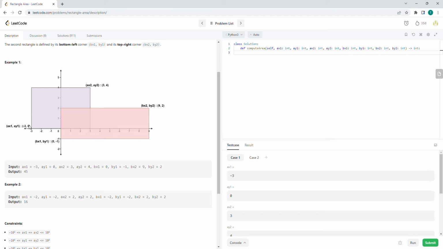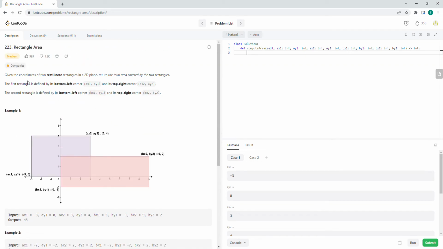Its point 2 would be ax2 and ay2, which is 3 and 4 respectively. And then you have bx1 and by1, which is 0, -1, which is this corner here. And then we have bx2 and by2, which is 9, 2, which is this corner here. Therefore, you're given those four coordinates, and then you're going to make a rectangle out of them, and then find the overlap between them, and then you need to find the area of that.